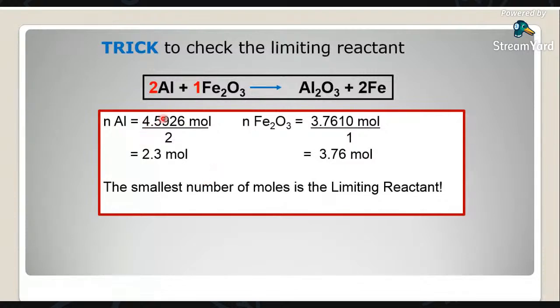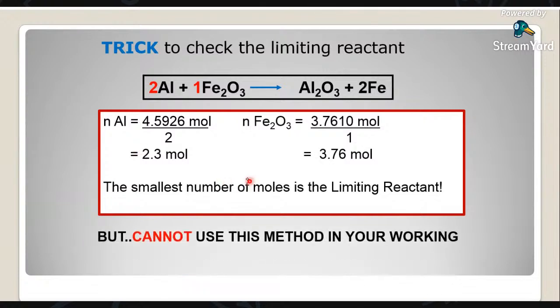mole of aluminium available just now is this value. So you divide with 2, you get about 2.3 moles. Iron oxide divide with 1. So how do I get 2 and 1 here? It is from the stoichiometric coefficient. 2 aluminium, so that's why divide 2. 1 iron oxide, so that's why divide 1. Then which one is the smallest value? The smallest value is 2.3, right? So that's why aluminium is the limiting reactant.